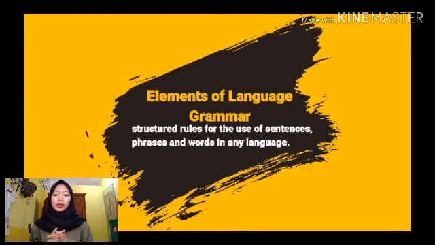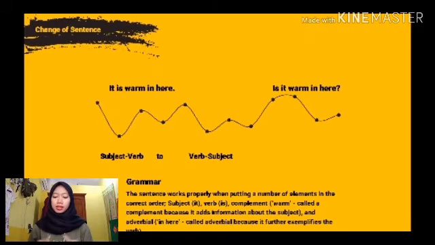The elements of language. The first element of language is grammar. Grammar is the structure rules for the use of sentences, phrases, and words in any language. Okay, take a look to the next slide. The grammar always related to the change of sentences. Take a look to this slide.